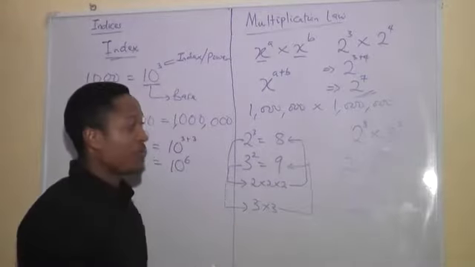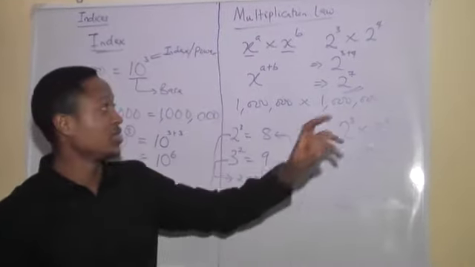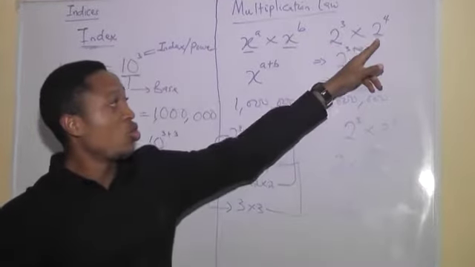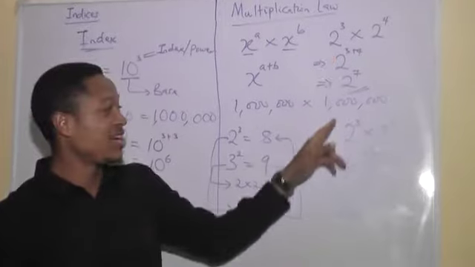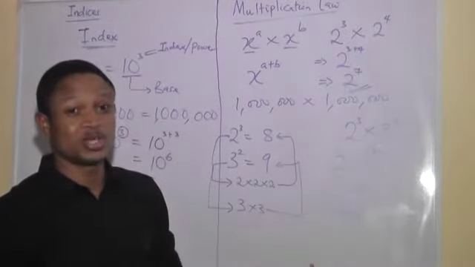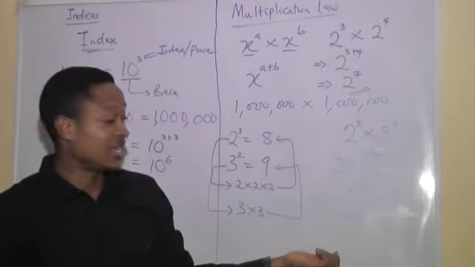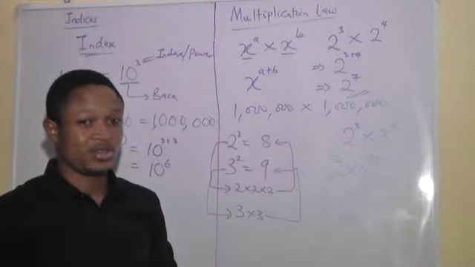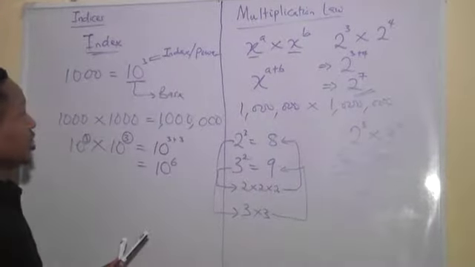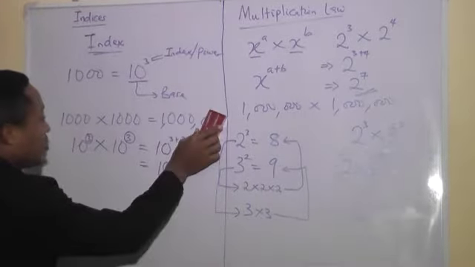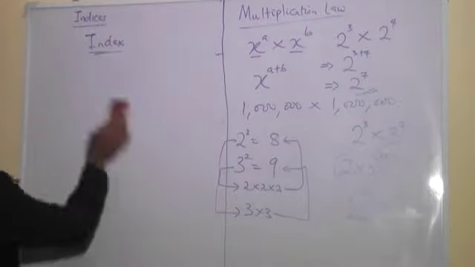Why I'm emphasizing this is because it is very necessary and important that the law holds only if they have the same basis. If they have different bases, the law doesn't hold. And you can't assume and say, let me multiply and add up our powers. You get the answer wrong. So let's look at some more examples on multiplication law of indices, more examples that will help us understand it better.